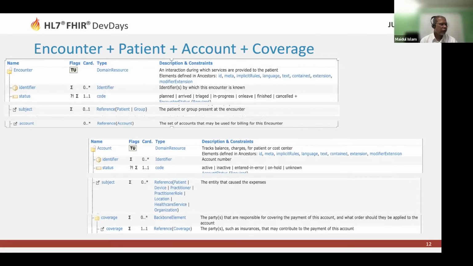If we want to go back and see, I was looking at the specification, the full resources for the encounter. An encounter does have a subject, as I mentioned, which is a reference to a patient or a group. In this case, the patient is of interest. The encounter itself also has an account, which is a reference to the actual account resource. We need an account. It again refers to a subject, which is the patient in this case, and it does have a coverage, which is a reference to the actual coverage.